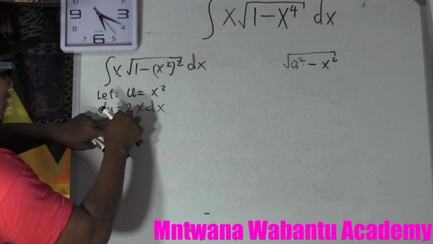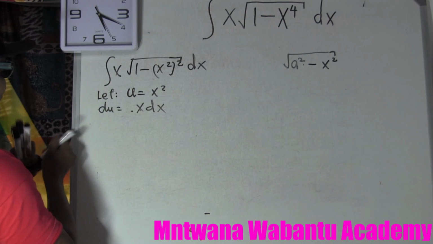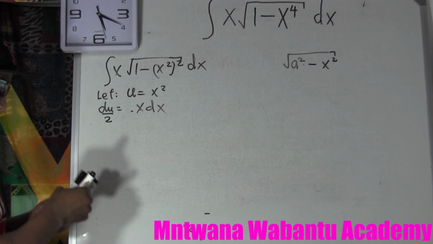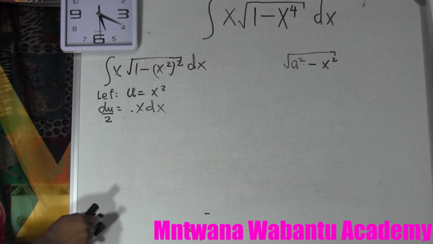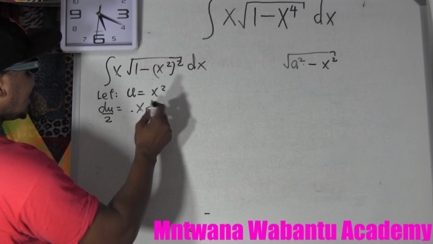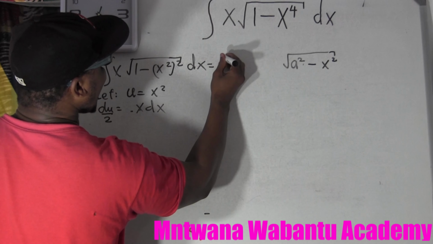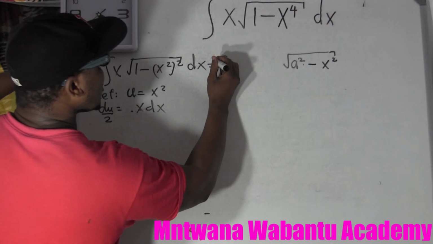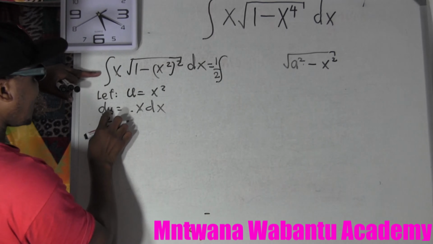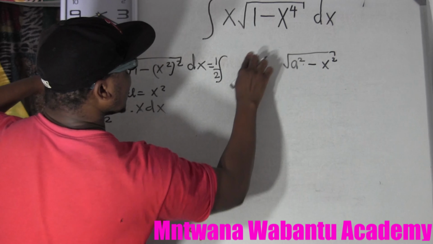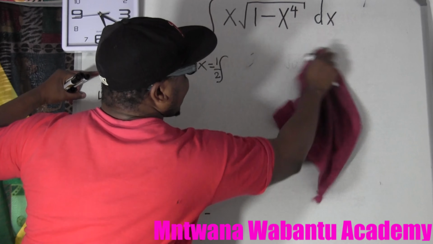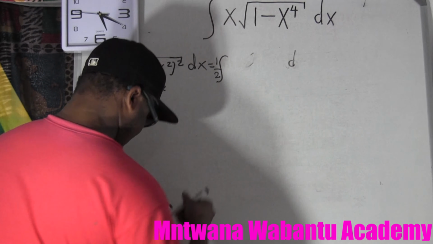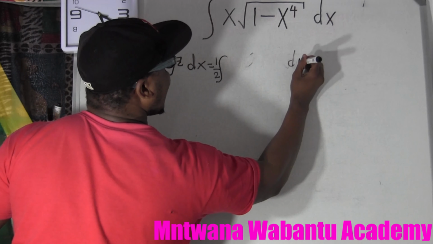So I don't need these 2. Divide by 2, divide by 2. So the 2 is going to come here. You see? So I can eliminate, and this integral becomes x dx equal to du over 2. So 1 over 2 is going to go to the back, and I'll be left with only du here. Let me make a space here.